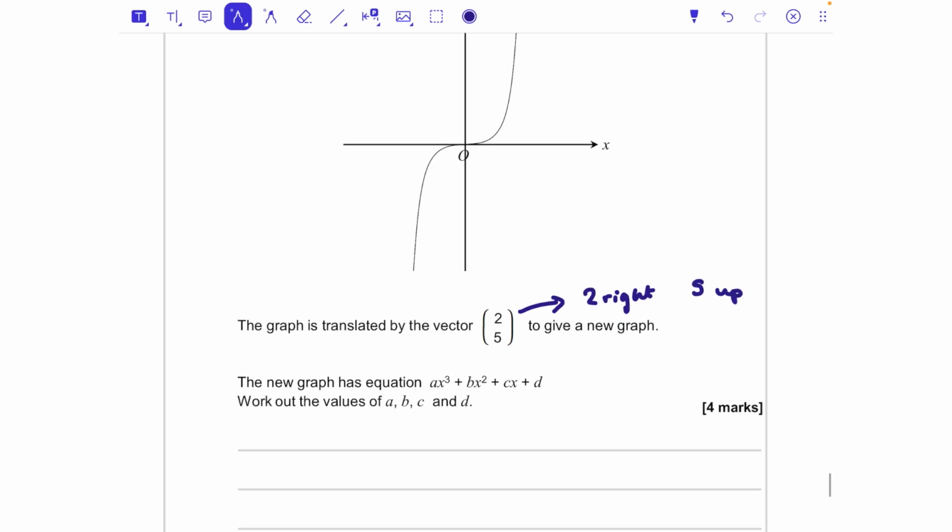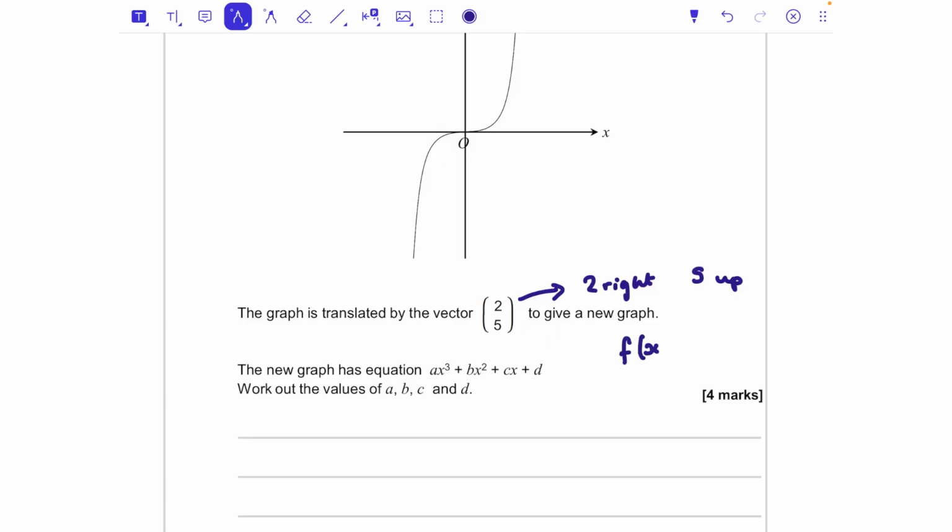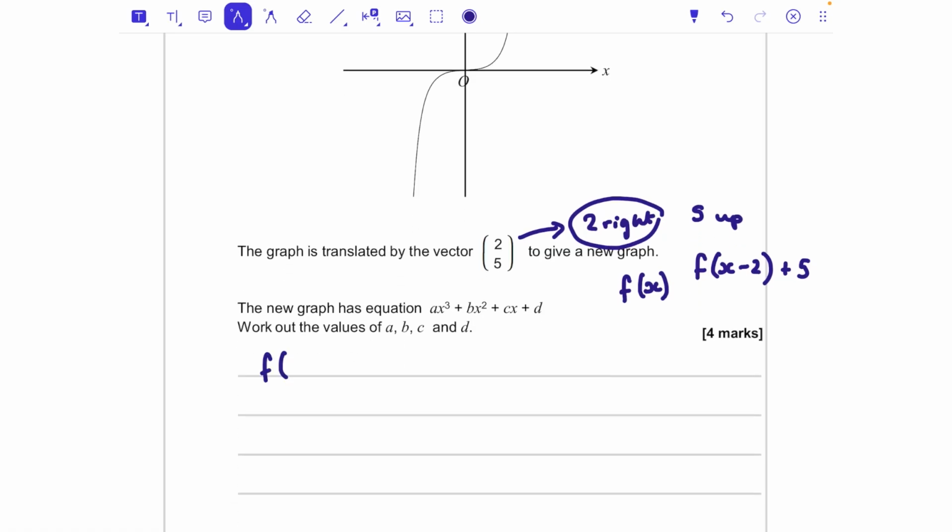So thinking about transformations of functions, if I have f of x, a function of x, if I want to move it 2 to the right, I'm going to do f of x minus 2. That's what we know we need to do to the function in order to move it 2 right. And then to move it 5 up, we would add 5 afterwards. So given that our function, f of x, is x cubed, we want to change the input to be x minus 2. So I need to make it x minus 2 all cubed. And then I need to add 5 afterwards.